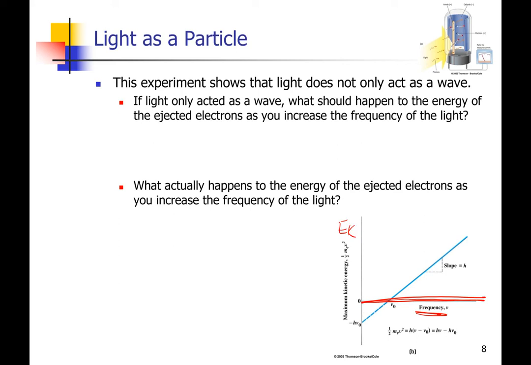Now, if light acted as a wave, there's really no reason that the frequency of the light should have anything to do with the energy of the ejected electrons. So you wouldn't expect there to be any significant change or any significant relationship between frequency and energy of the ejected electrons if light was just a wave.